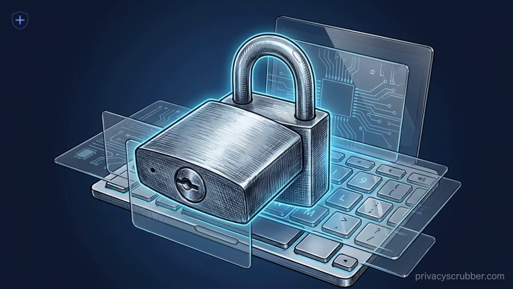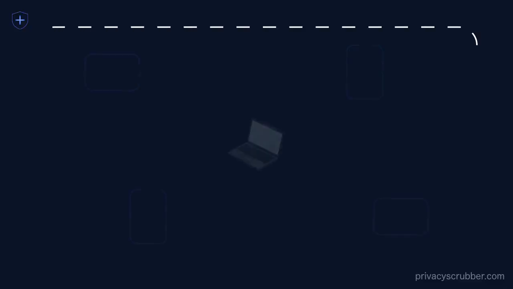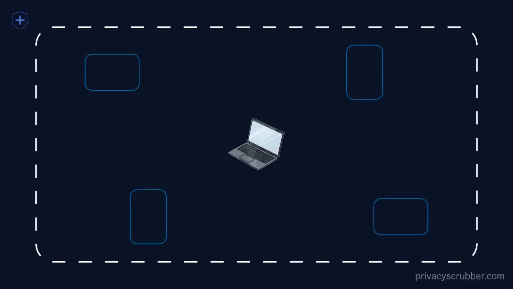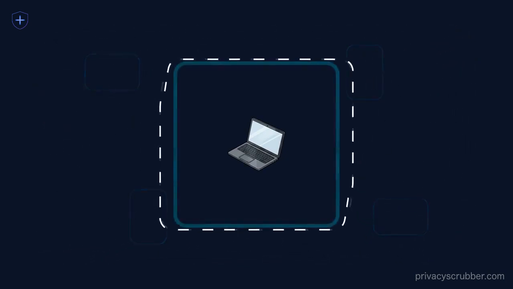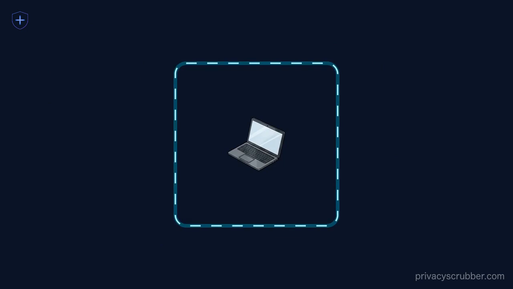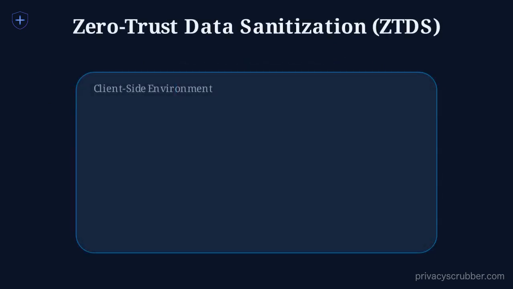To achieve actual compliance, organizations must replace downstream administrative trust with an immutable upstream technical control. This architecture diagram details the solution. We shift the security perimeter away from the network edge, collapsing it inward to form a tight boundary directly on the local workstation. This mechanism is called Zero-Trust Data Sanitization, or ZTDS.